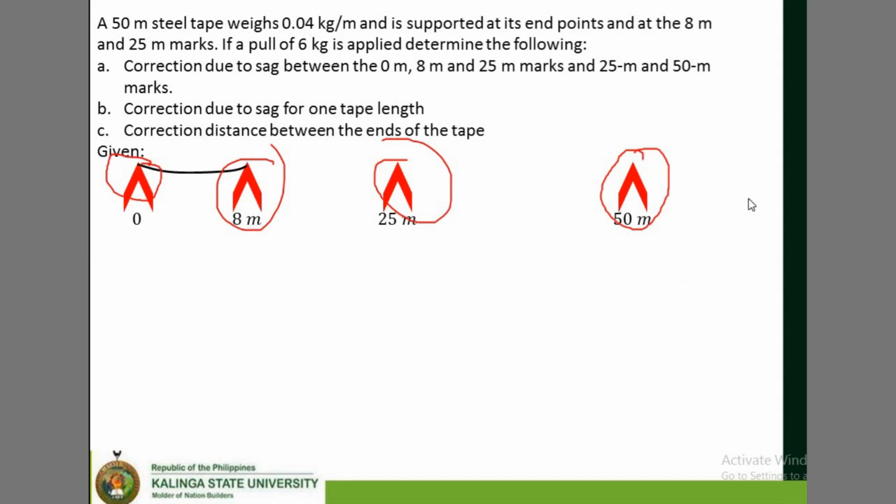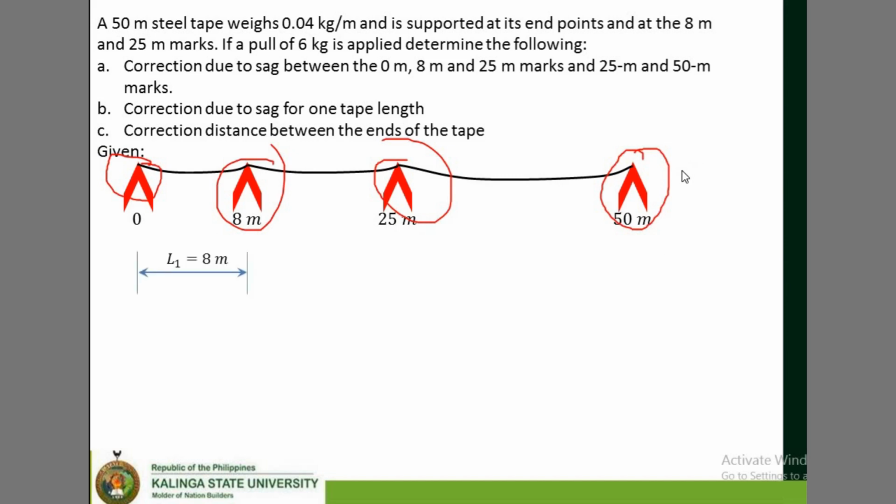Then, between 0 to 8, the tape sags. Between 8 to 25, the tape sags again. Same with 25 to 50. So, the tape is not straight throughout. Now, this is what is being asked in letter A: correction due to sag between 0 to 8.